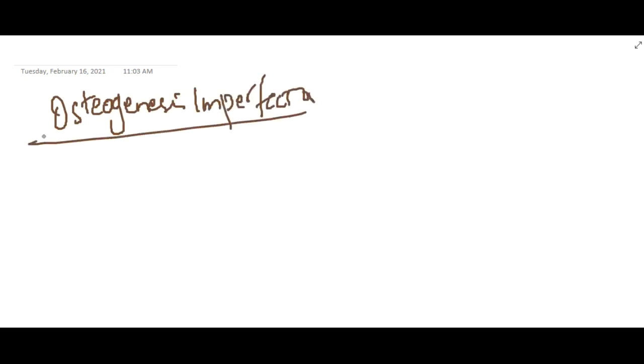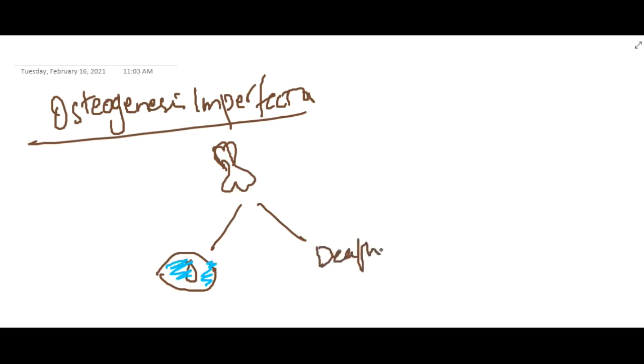The next miscellaneous bone disorder is osteogenesis imperfecta. In osteogenesis imperfecta, there is a triad, which is bone deformities, blue sclera, and then we also have deafness. So all these three are the triad which we see in osteogenesis imperfecta.